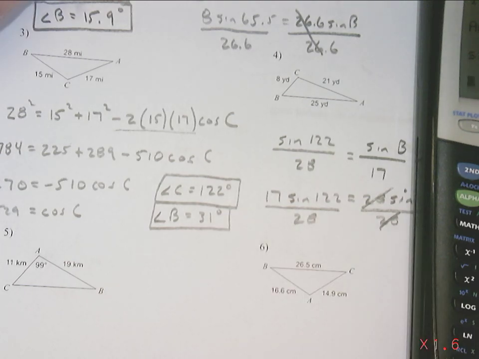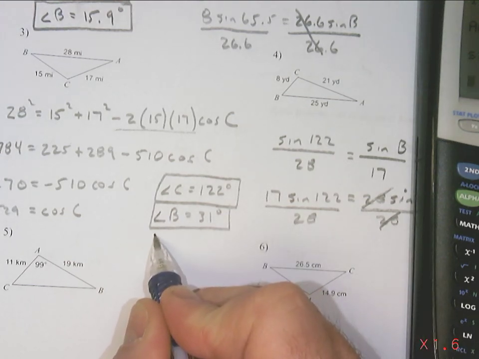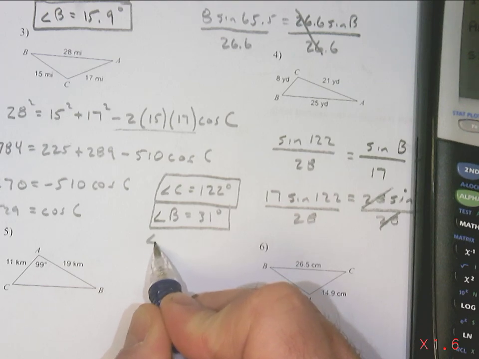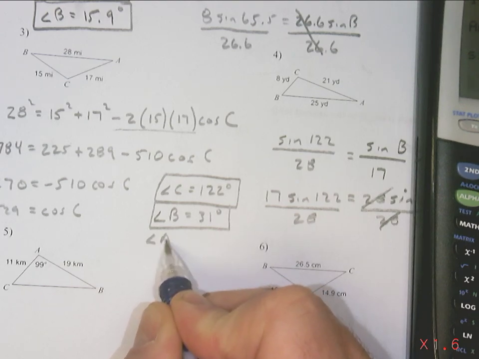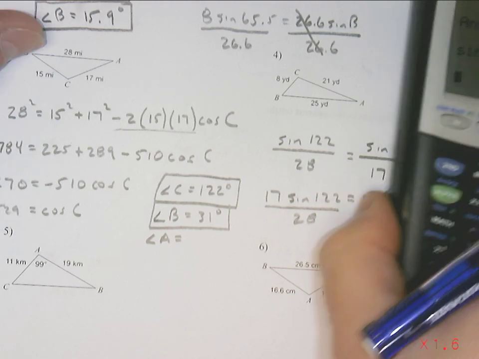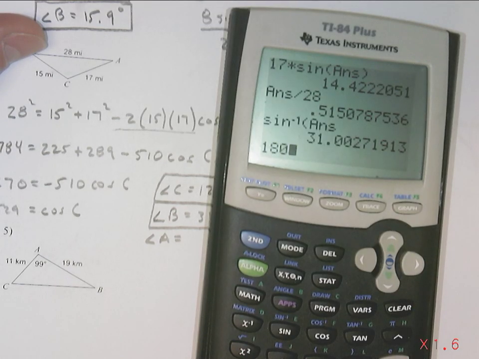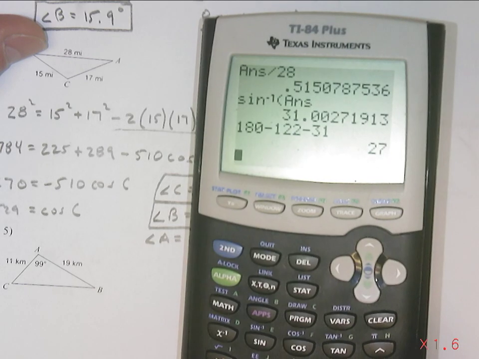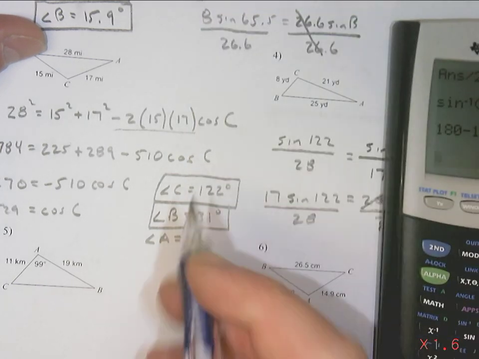So now we have two angles, and the third angle is just found by subtracting those from 180. So 180 minus 122 and minus 31 leaves 27 for the last angle.